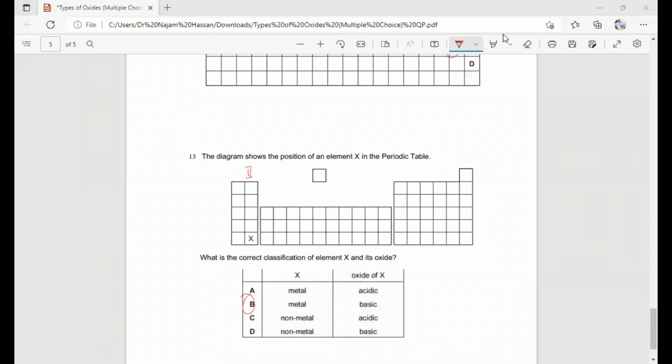Now the diagram shows the position of an element X in the periodic table. So definitely this is group number 2. So group number 2 is a metal, and metals always form basic oxides. So this is a quick review of Paper 1 MCQs from the past papers on the topic of oxides. I hope you understand the quick revision as per the topicals.